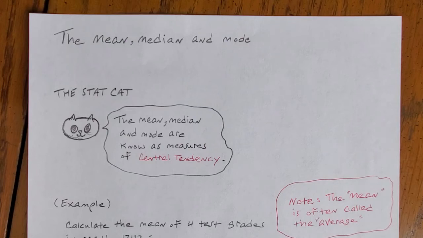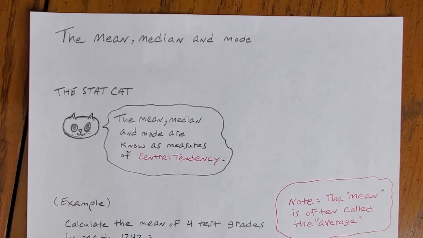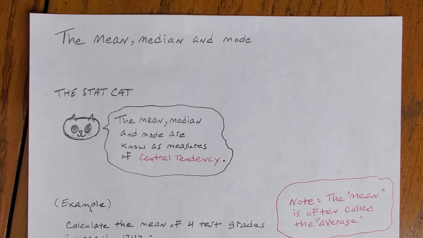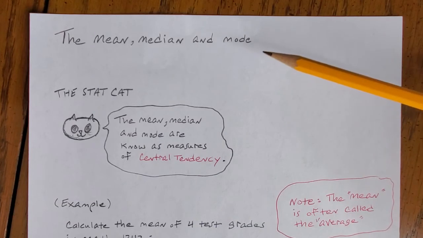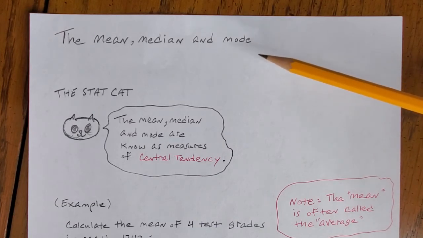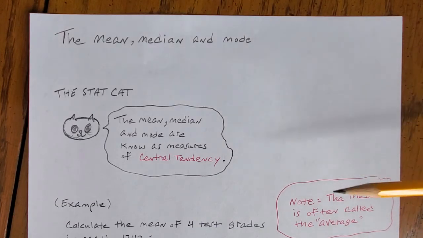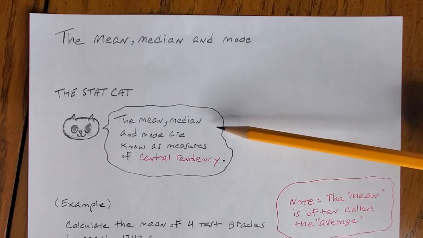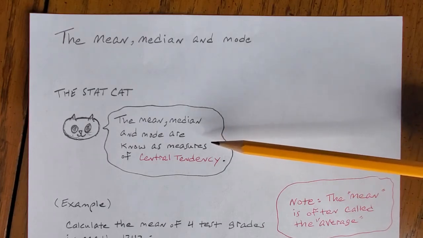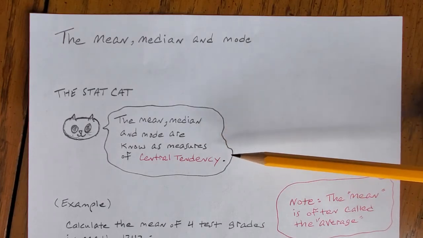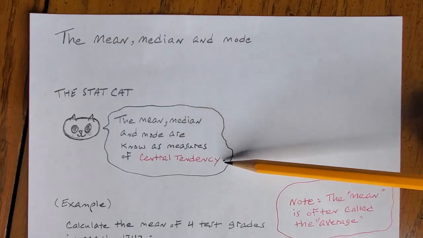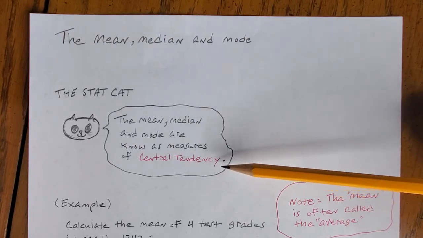All right, everybody, it is time for a video about the mean, the median, and the mode. But before we get into the details on what those are, what does the stat cat have to say? So the mean, median, and mode are known as measures of central tendency. And I'll show you what we mean by central tendency with the first example.